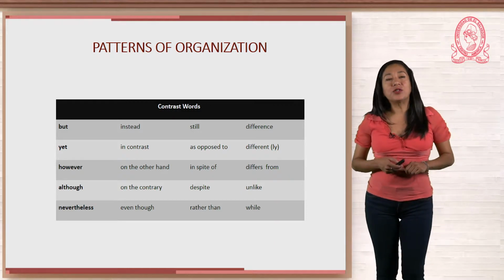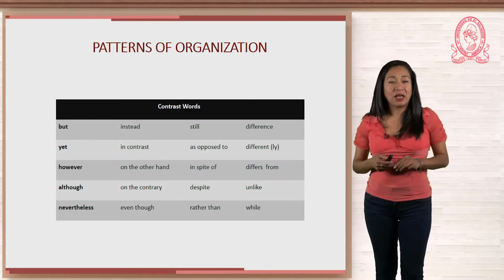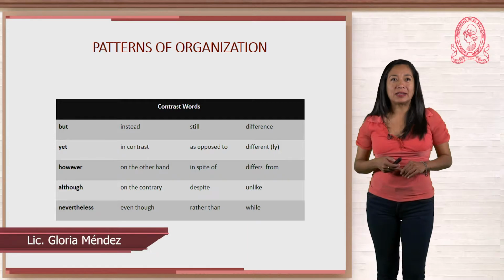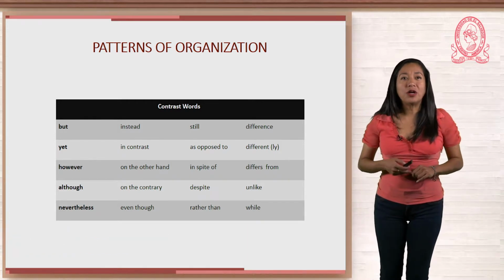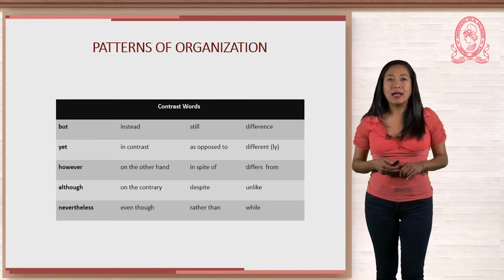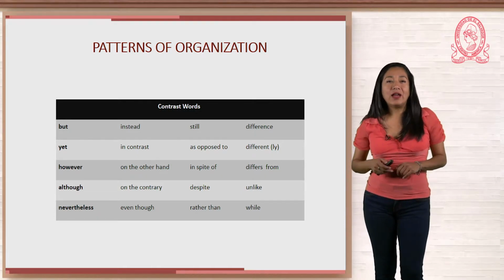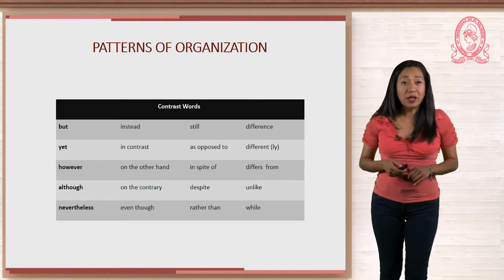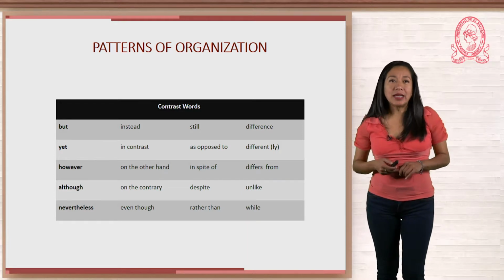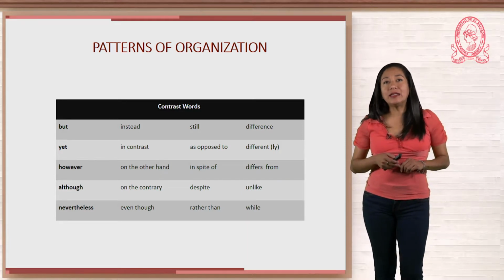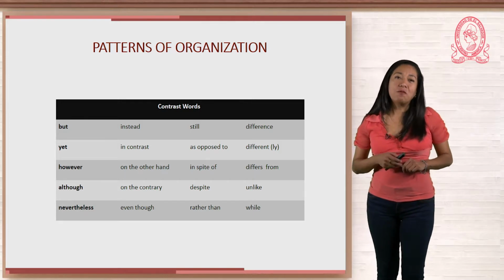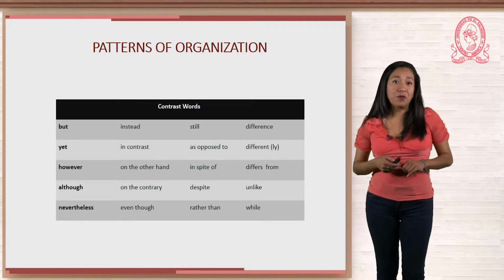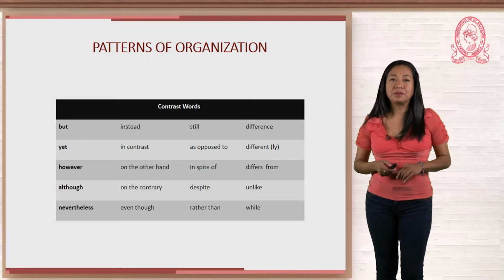Langan states that authors use contrast words to point out that two things differ in one or more ways. Here are some common contrast words. Let's read the list. Examples of contrast words are but, yet, however, although, nevertheless, instead, in contrast, on the other hand, on the contrary, even though, still, as opposed to, in spite of, despite, rather than, difference, different or differently, differ from, unlike, and while.